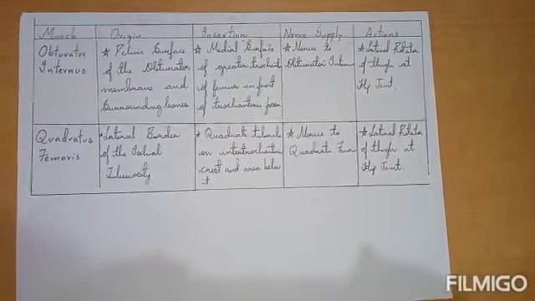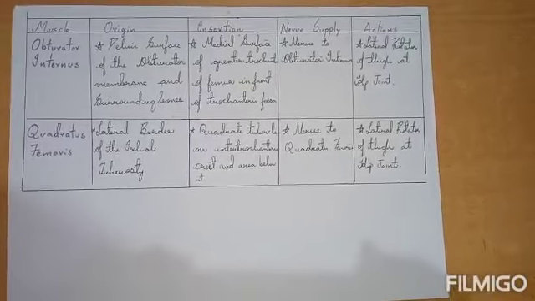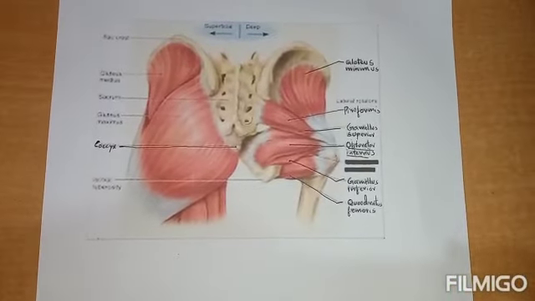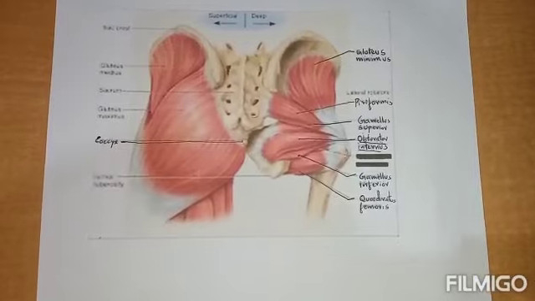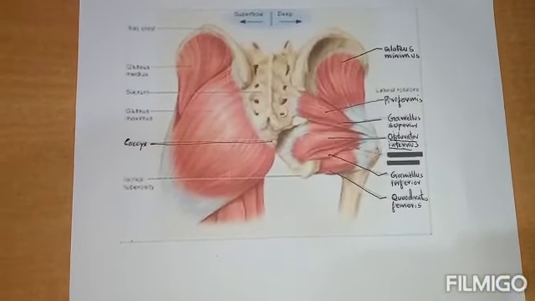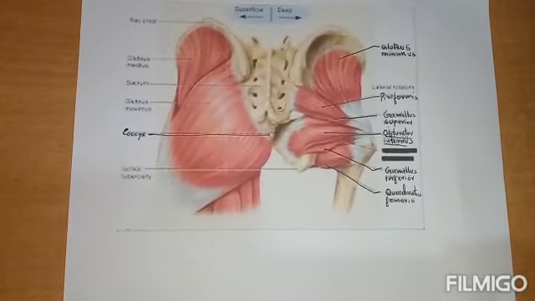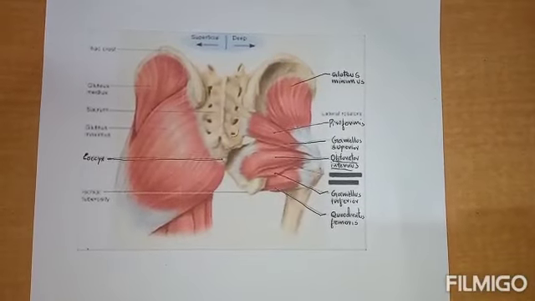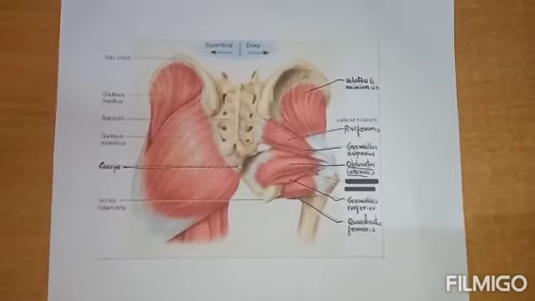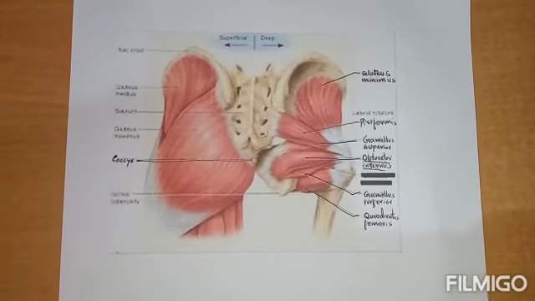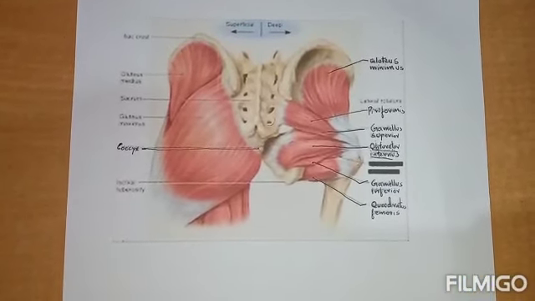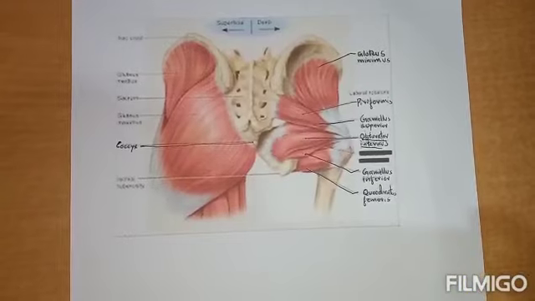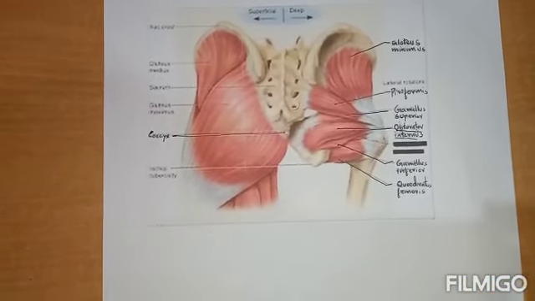The next muscle, obturator internus. It originates from the pelvic surface of the obturator membrane, the pelvic surface of body of ischium and ischial tuberosity. Obturator internus inserts into the medial surface of the greater trochanter of the femur. It is supplied by nerve to obturator internus, and its actions include lateral rotation of thigh at hip joint.